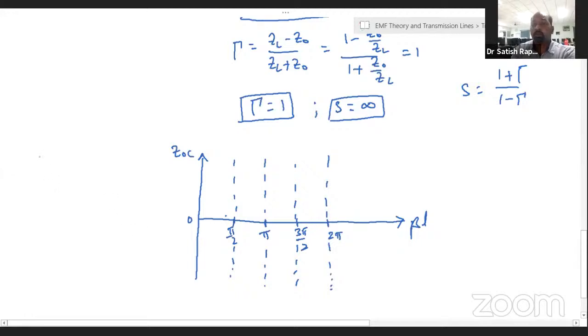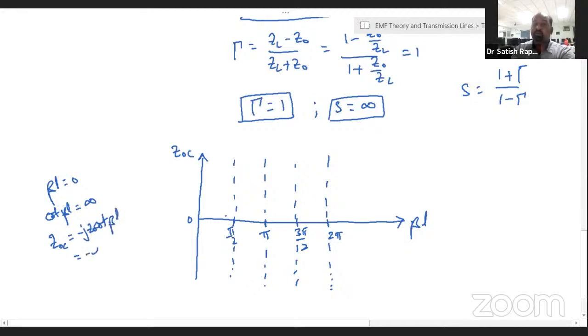Right? So now when beta L is equal to 0, what happens? When beta L is equal to 0, cot beta L is infinite. We know cot is exactly opposite to tan, right? So therefore, here we'll get infinite when beta L is equal to 0. Therefore, ZOC is equal to minus j Z naught cot beta L.